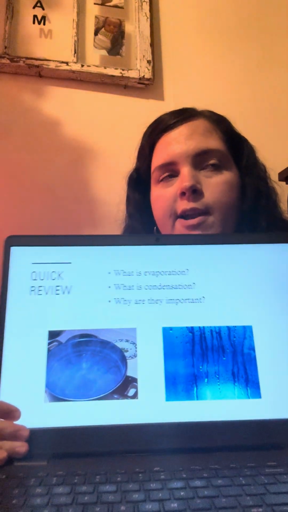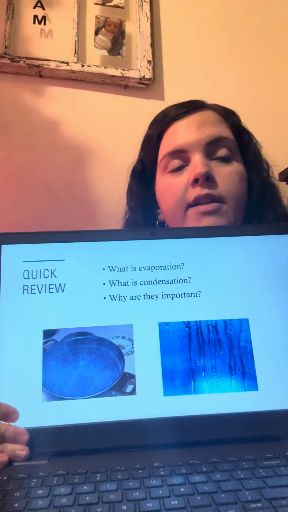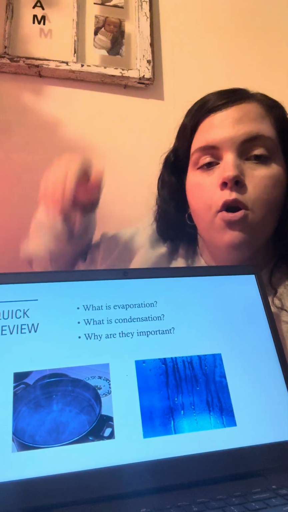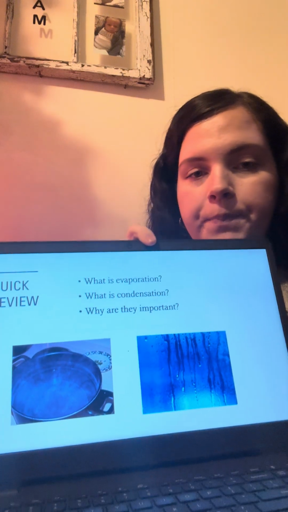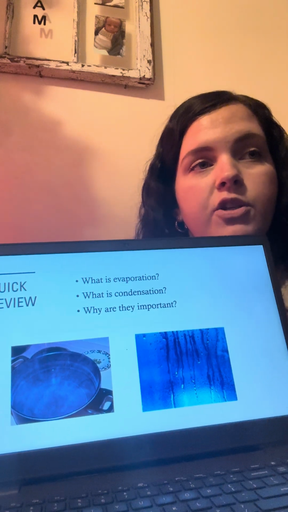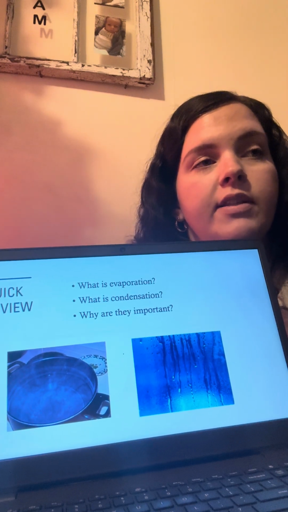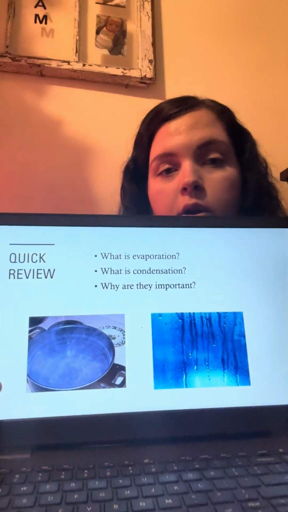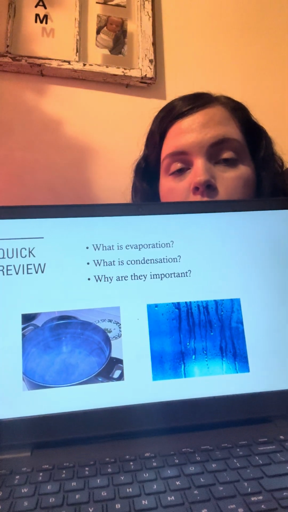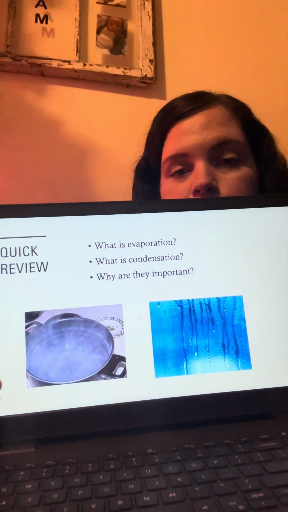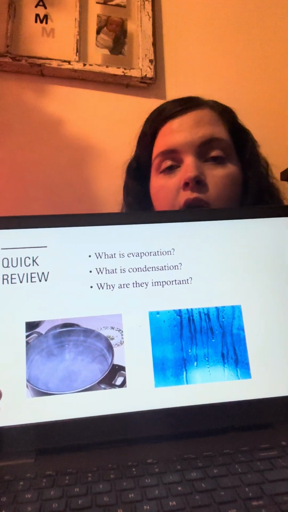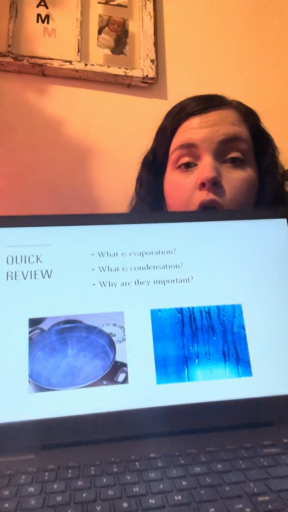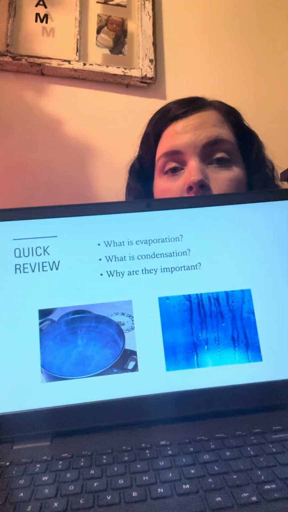Now, what is evaporation? That's right, it's the process of water being heated up from the sun and rising up in the form of water vapor to the sky. Okay, what is condensation? That's right, condensation is whenever the water vapor cools and it turns back into water drops. And then why are they both important? Yes, they are both important because they are a part of the water cycle, and we all need water to survive.